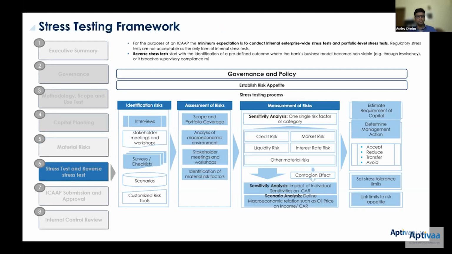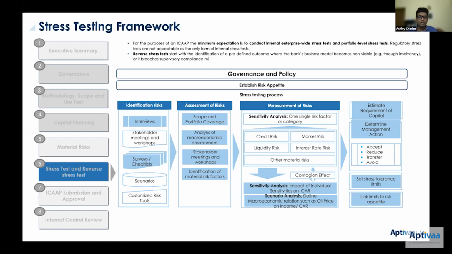Last section from me before I hand over to Satya. The stress testing again has certain interesting points from the regulator. It has differentiated and emphasized the difference between internal stress tests and regulatory stress tests. So essentially making the point that you cannot use the same stress testing framework that the regulator has prescribed as part of the IFRS 9 stress test that typically gets submitted. You need to develop your own internal scenarios and internal stress tests. So that is one thing that's been made very clear.